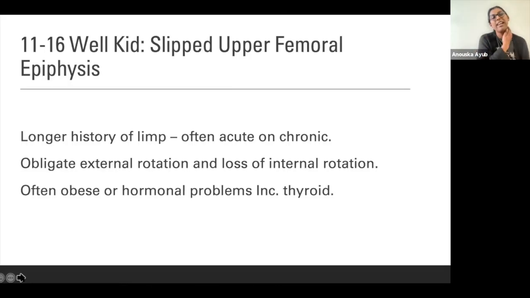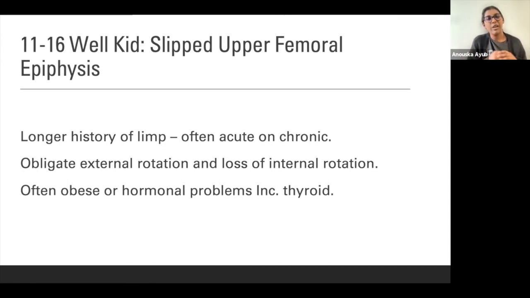So, kids 11 to 16. We're talking about SUFEs, slipped upper femoral epiphysis. So this is, again, often a longer history of a limp, and sometimes there is an acute on chronic component. We don't want to waste a lot of time talking about SUFEs. I'm sure we will do that some other time in the lecture series.